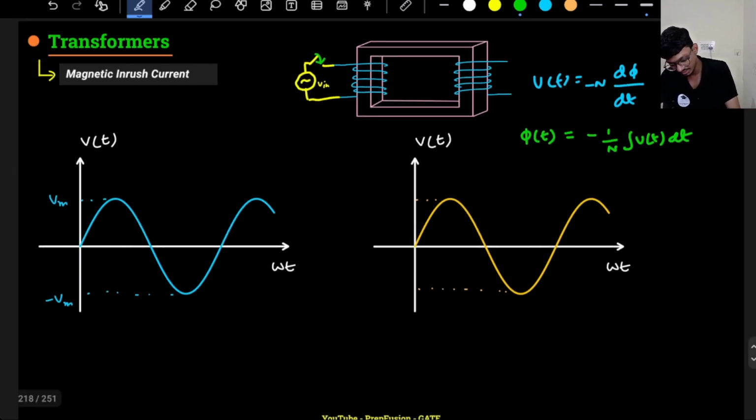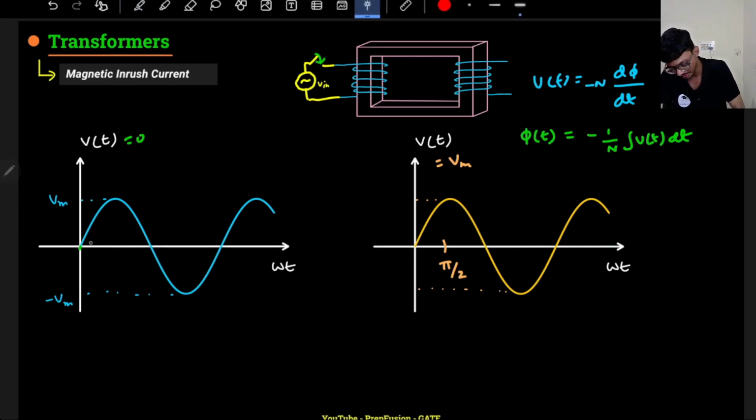Let's analyze a case where I am starting at omega t equal to 0, so I am starting when my voltage is 0, and in the second case I am starting when my voltage is the peak value Vm. I have closed this switch at omega t equals 0 and at omega t equals pi by 2, when the input voltage waveform is peak. If I start from here, ignore the negative sign for now, it is simply the integration of v of t.